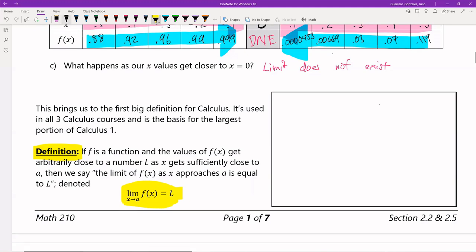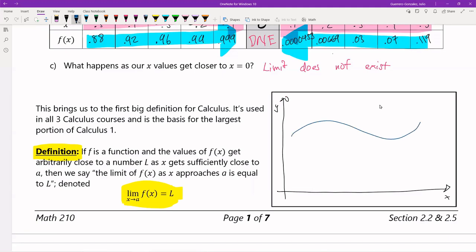Okay, so the picture that goes along with it is basically what we were doing just now. So I'm going to draw my x and my y axis. This is my y axis, this is my x axis. I'm going to draw a nice function. So suppose this is my f of x, and I want to approach this value right here.